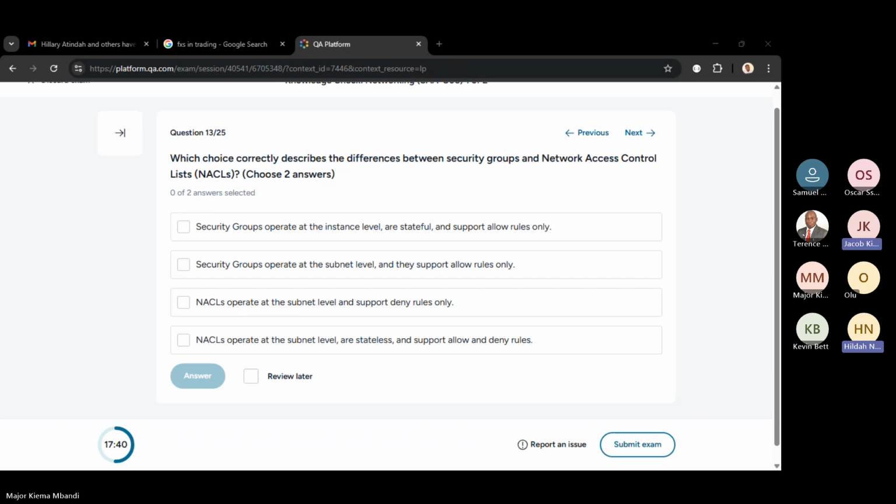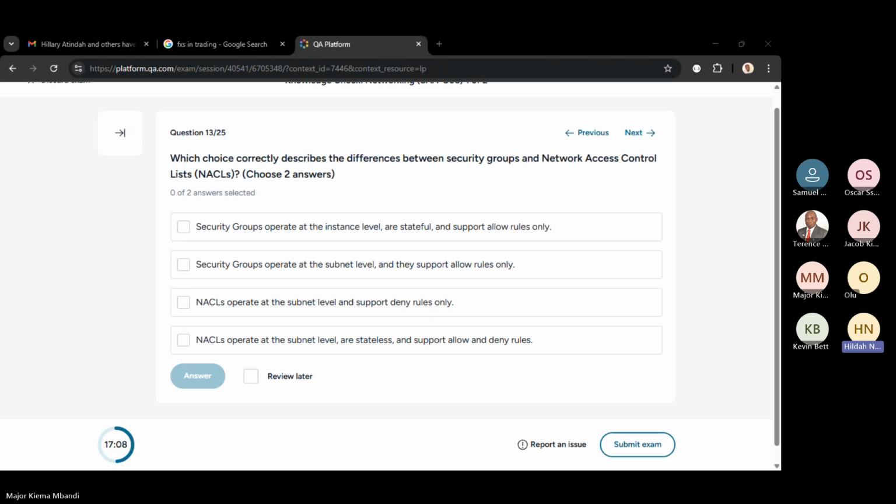Which choice correctly describes the differences between security groups and network ACLs? Choose two answers. A. Security groups operate at the instance level and are stateful and support allow rules only. B. Security groups operate at the subnet level and support allow rules only. C. Network ACLs operate at the subnet level and support deny rules only. D. Network ACLs operate at the subnet level and are stateless and support allow and deny rules.